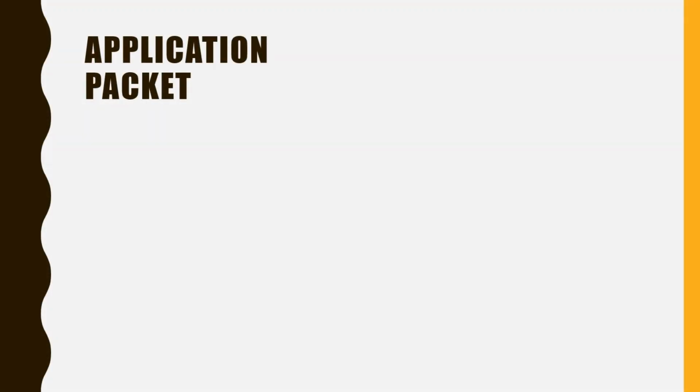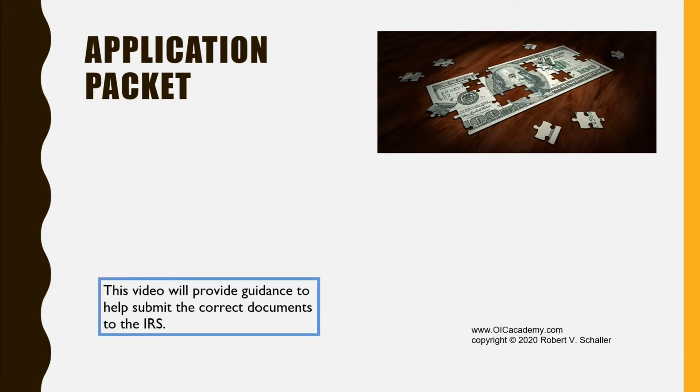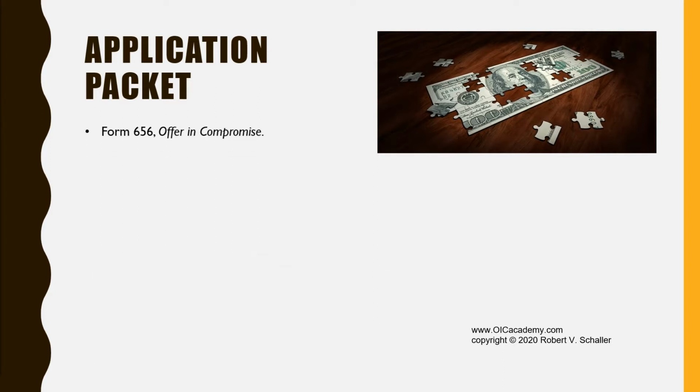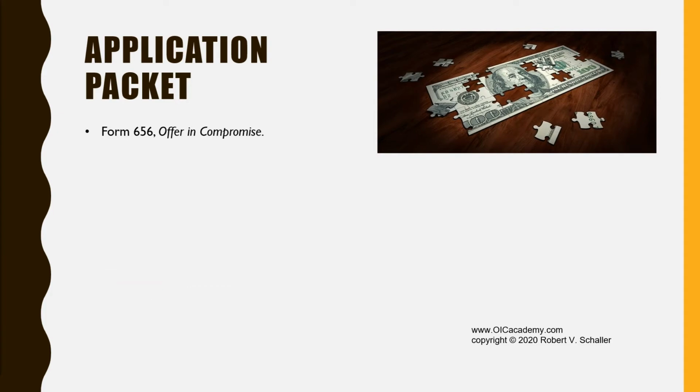The application packet for an offer and compromise request can seem like a confusing puzzle to tax professionals who are new to the offer and compromise practice. This video will provide guidance to help submit the correct documents to the IRS. IRS Form 656, Offer and Compromise, must be submitted to the IRS to start the offer and compromise process. No oral requests are allowed. Without Form 656, there can be no agreement between a taxpayer and the IRS to settle the back tax liability for payment of less than the amount owed.